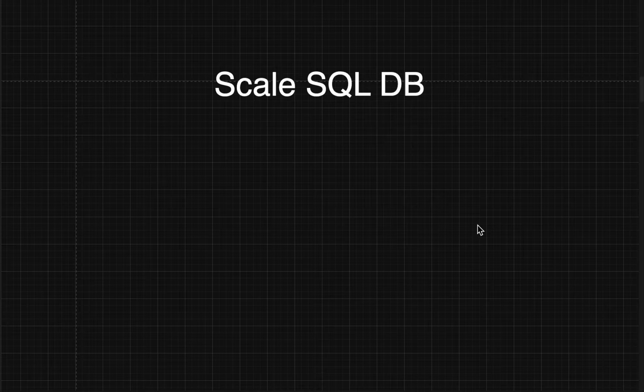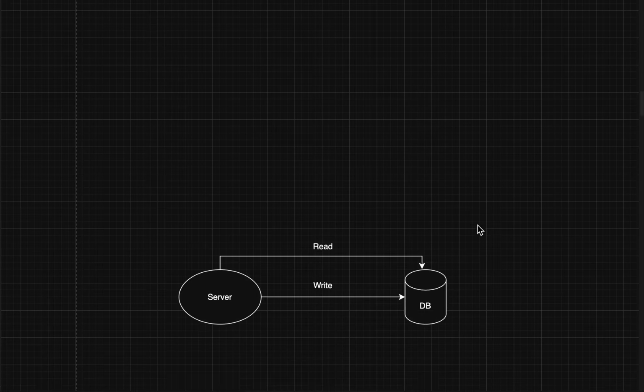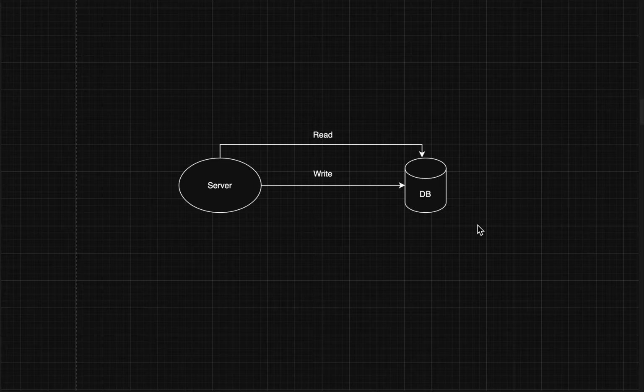So let's get started. When we are designing a system, when it is a small system where there is a very limited amount of data, like less than 100 MB of data, we can simply create one Postgres database and we can perform read and write. This will work completely fine.